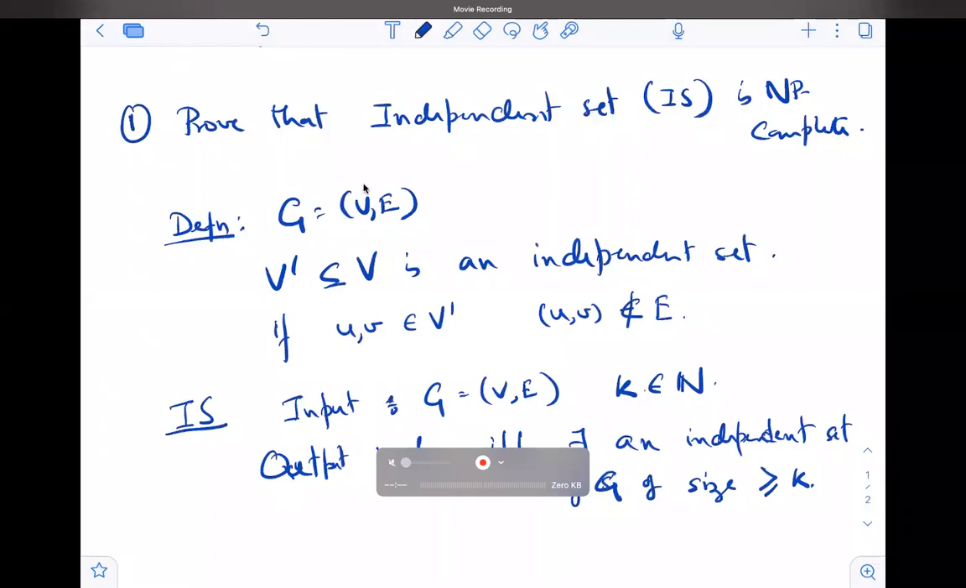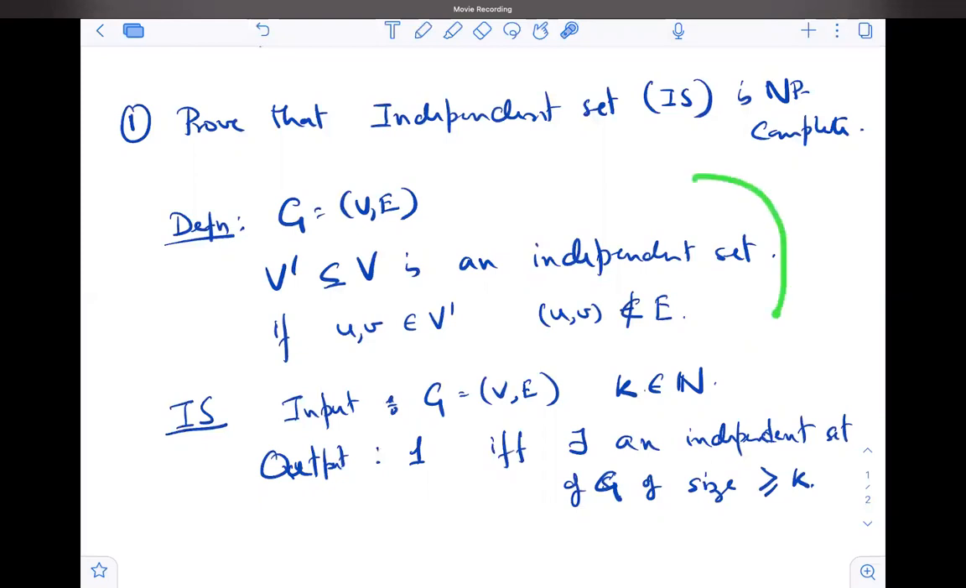Sir, could you please explain the problem once more? Yes. So, did you understand what the independent set is? Yes, sir. It is a subset of the vertex set such that no two of the vertices have any edge between them. Okay. Of course you can always have an independent set of size 0, or of size 1, one particular vertex. So your goal is to find larger and larger independent sets.